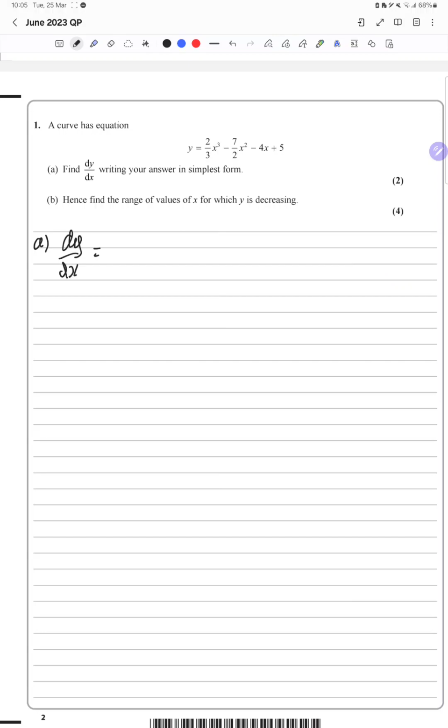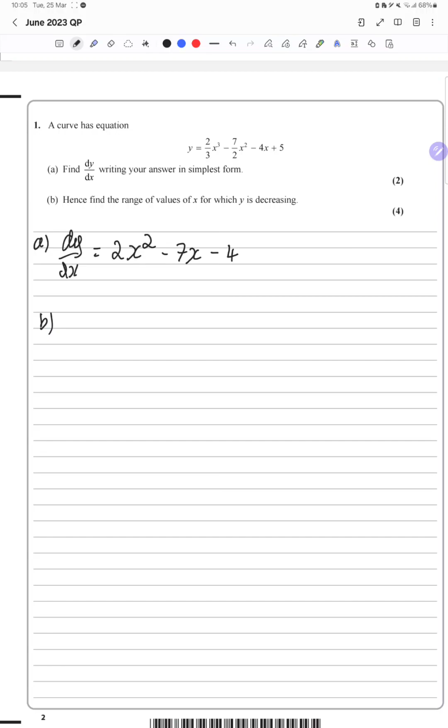So we'll bring that 3 down, so 2 over 3 times 3 is just going to be 2. And then take 1 off, x squared. 7 over 2 times 2 is just 7. Take a power off, so it's just x. Minus 4x will just go to minus 4. And then numbers just disappear, we just lose the numbers.